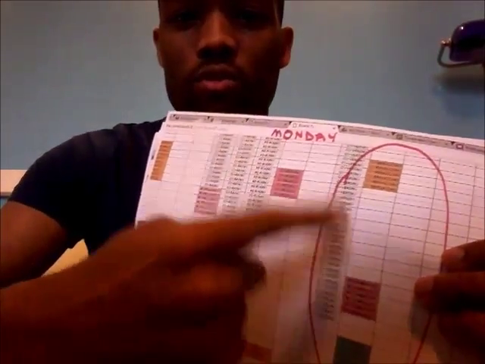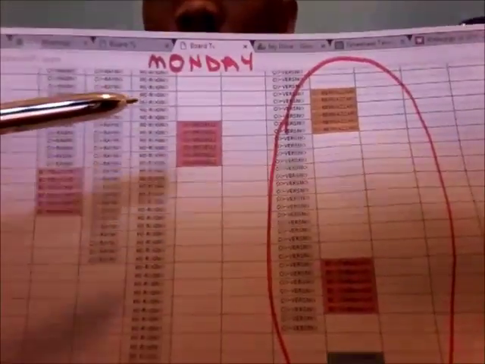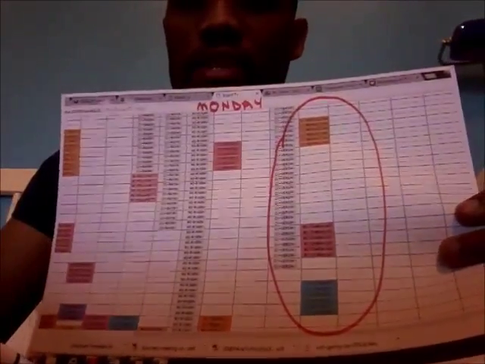What we're going to do is go day by day. This is the week of May 9th through May 14th, so we'll do kind of a trial test run. For Monday, you see I have it circled. I only had 3 classes on Monday.